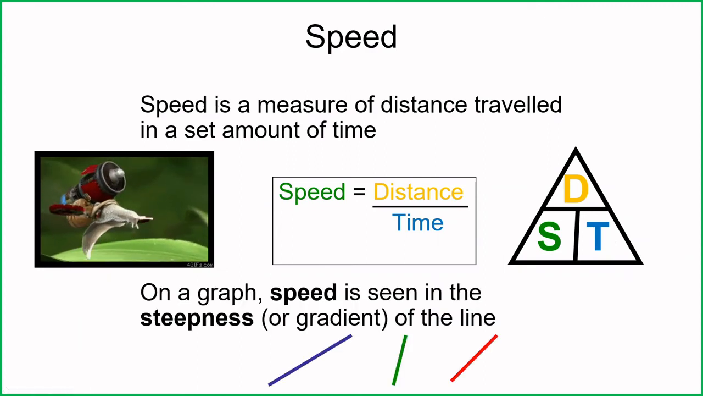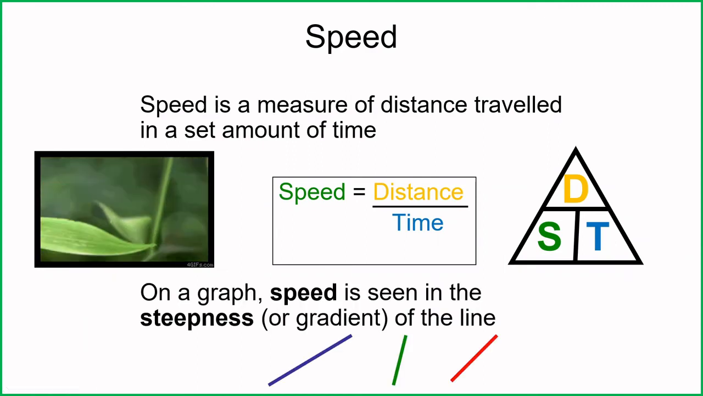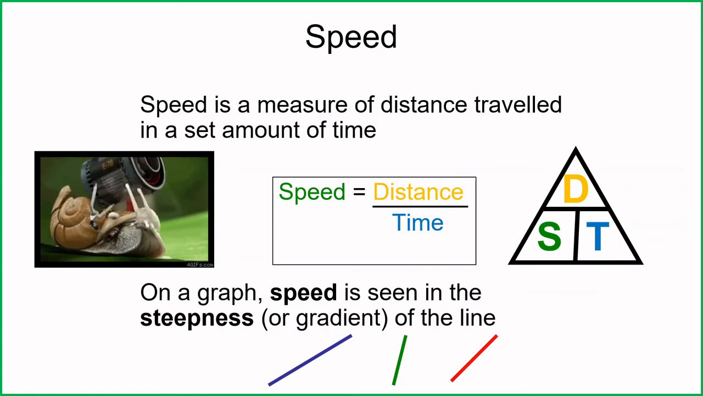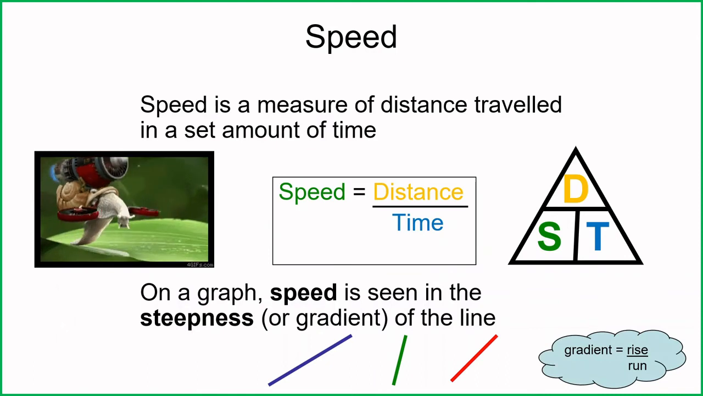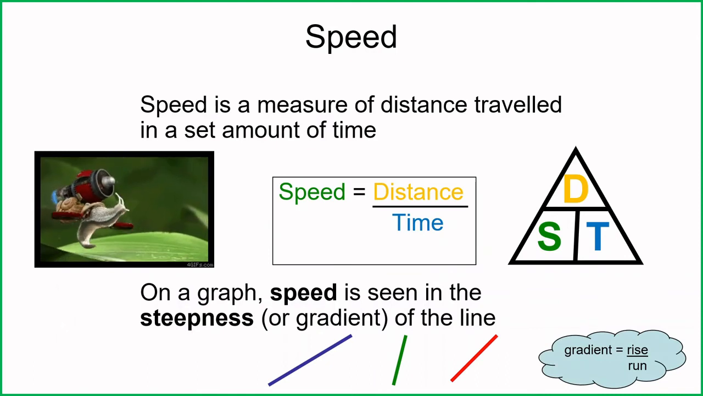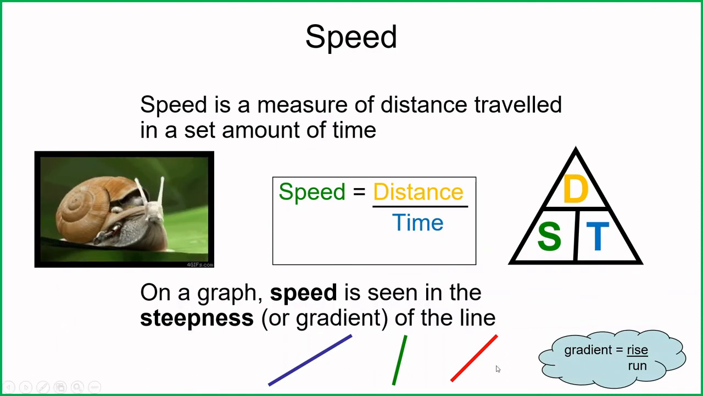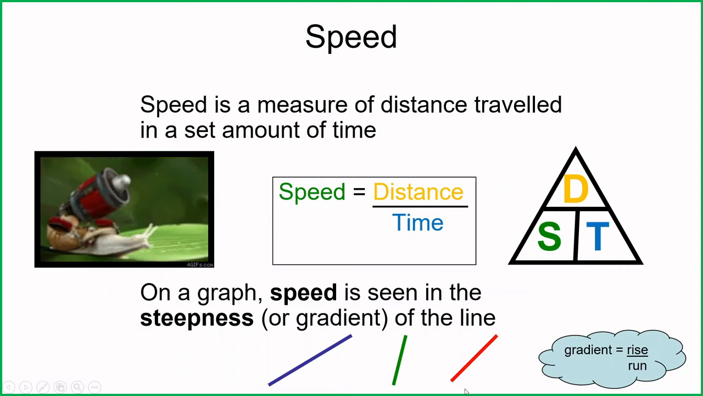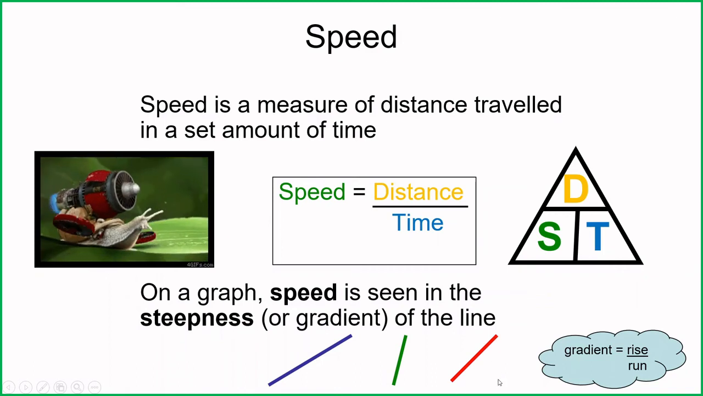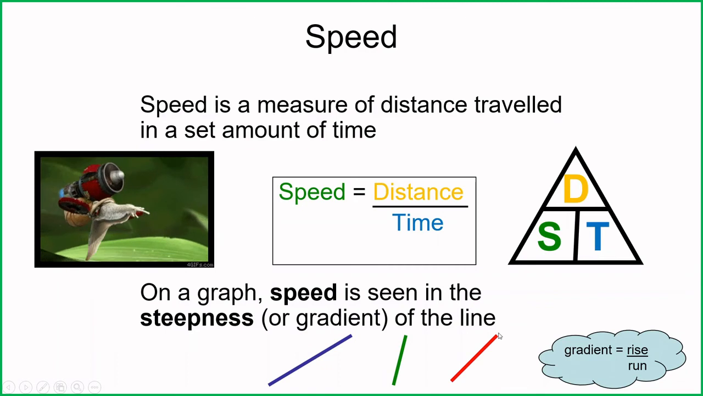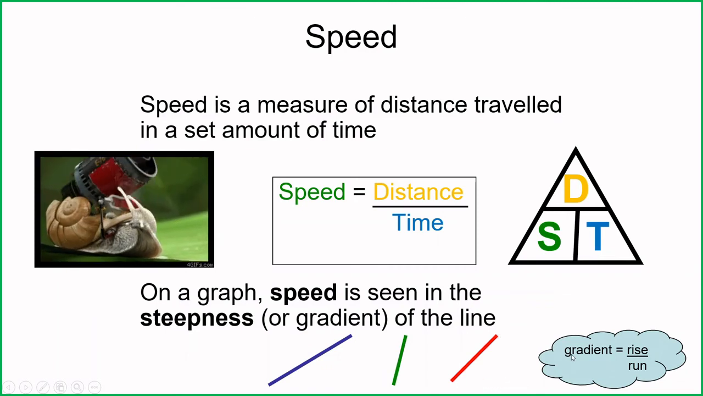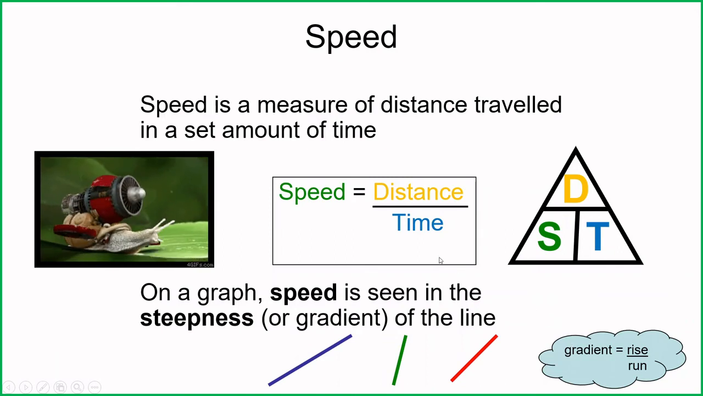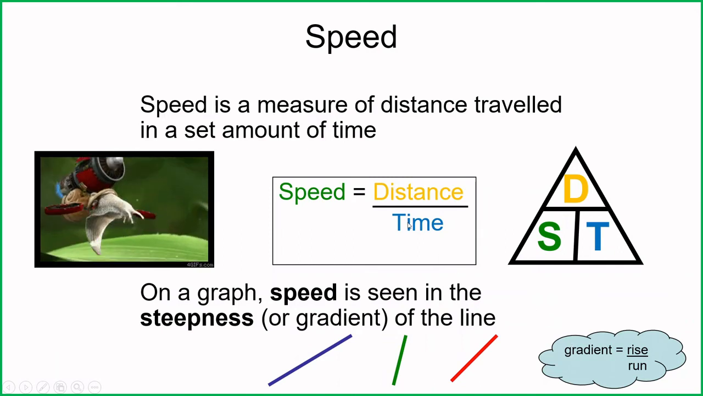On a graph, the speed is seen in steepness or gradient of the line. If you're familiar with the equations of lines, you might already know that the gradient of a line is calculated by rise over run. That is how high we rise up as we run across. The distance, remember, is the vertical measure, and the time is the horizontal measure. So this relates very clearly back to the formula for the speed being the distance over time.